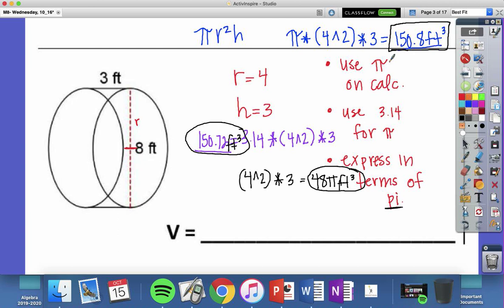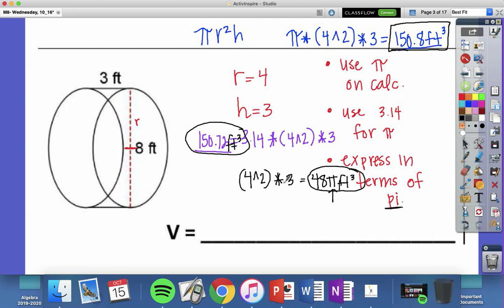If they don't give me any exact directions, I can just use the pi button in my calculator. If they tell me to use 3.14, then I'm going to use that because it's going to make it round to something a little bit different. And if they say give the exact answer or express in terms of pi, then I leave pi out of my calculations, but it remains a part of my answer.